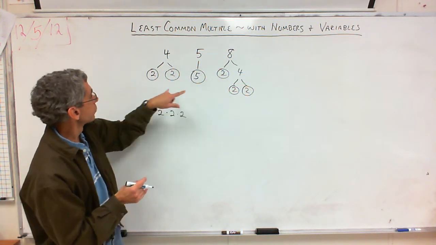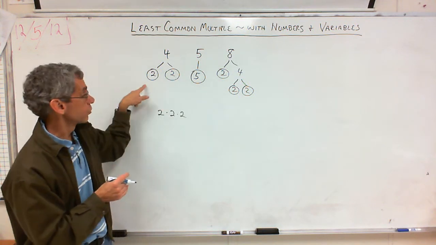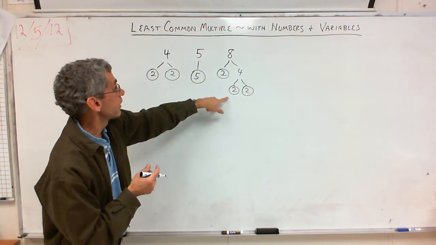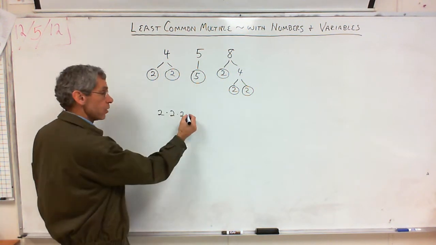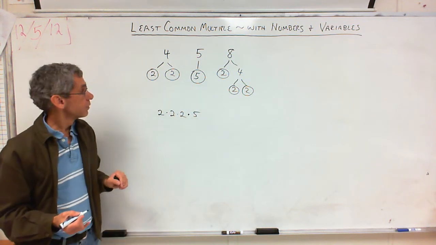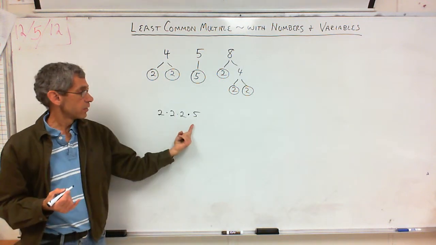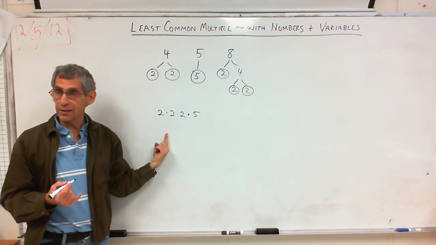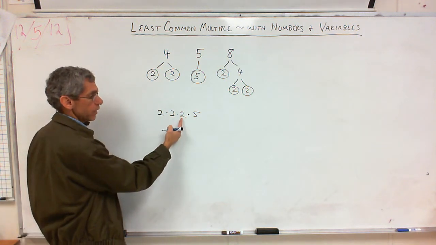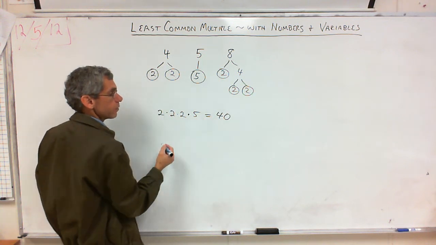That takes care of my 2's, because that doesn't have a 2, but this has 3 2's. This has 2 2's. I need the larger number of 2's, right? All right, now this one has a 5. These don't have 5's, but there is a 5, so I know my answer has to have a 5 in it. Yes? Right? And I've already taken care of the 2's from here. So that should give me my least common multiple. What is 2 times 2? 4. What's 4 times 2? 8. What's 8 times 5? 40. So my least common multiple is 40.